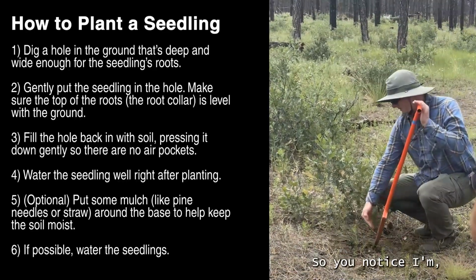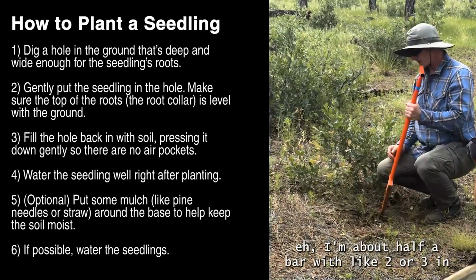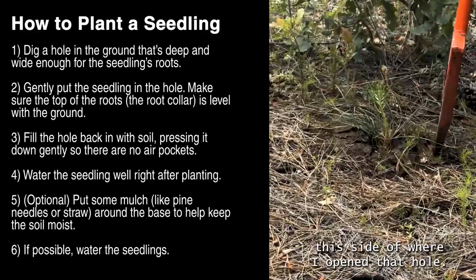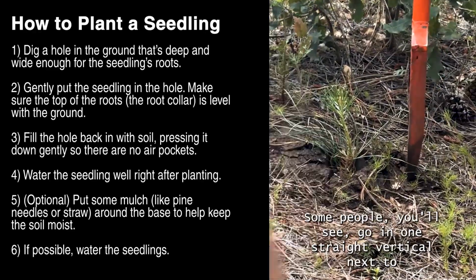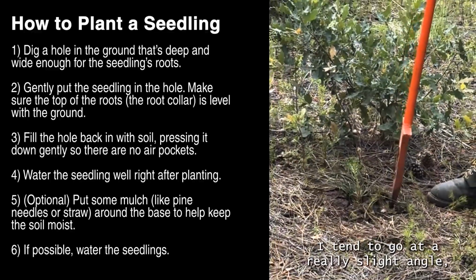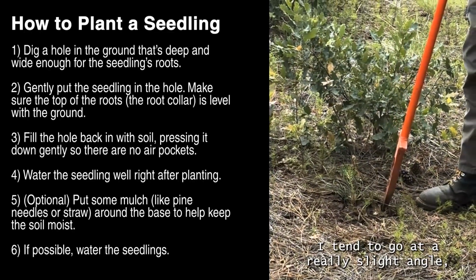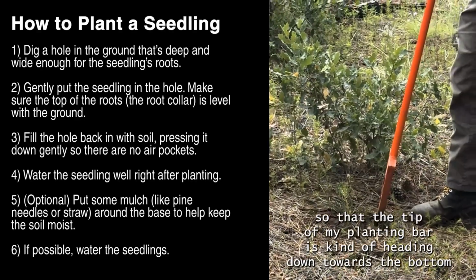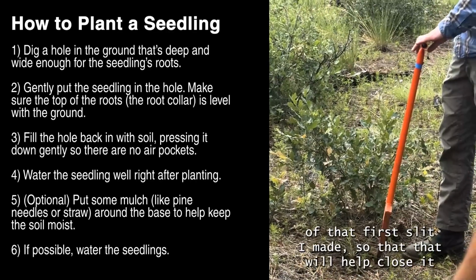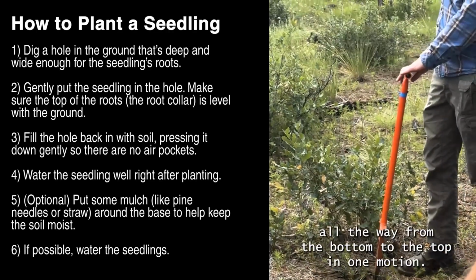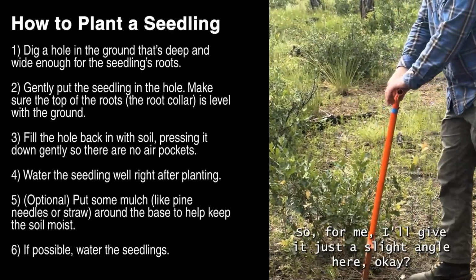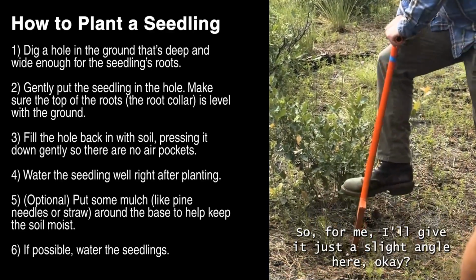So you notice I'm about half a bar's width, like 2-3 inches this side of where I open that hole. Some people you'll see go in straight vertical next to it to close the planting hole. I tend to go at a really slight angle so that the tip of my planting bar is heading down toward the bottom of that first slit I made, so that'll help close it all the way from the bottom to the top in one motion. So for me, I'll go just a slight angle there.